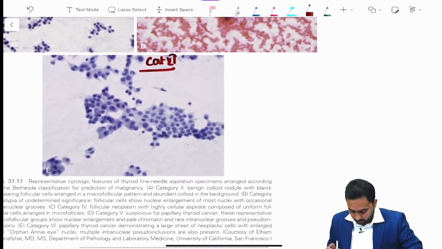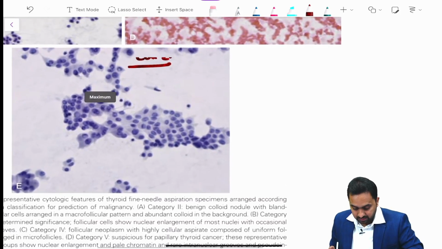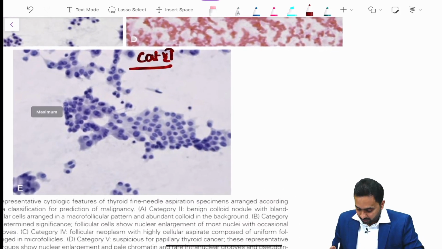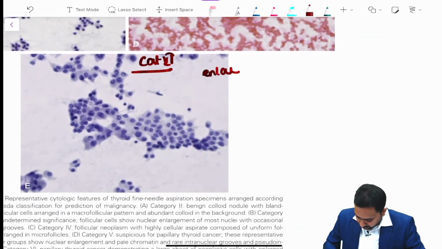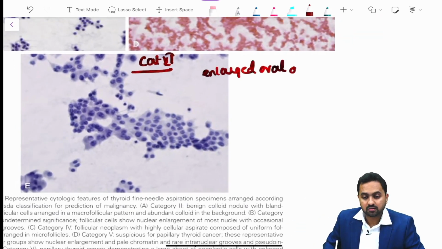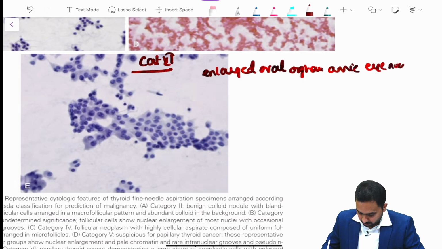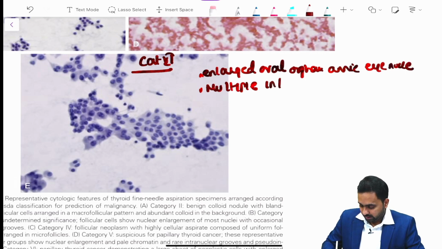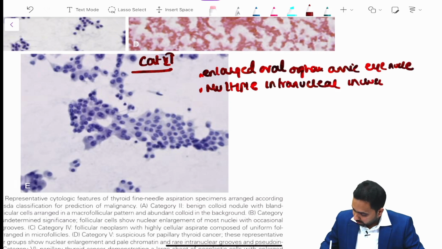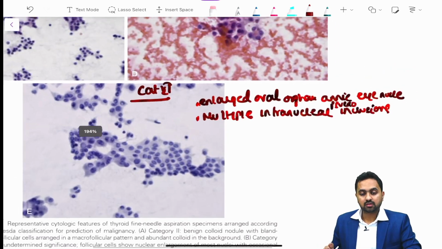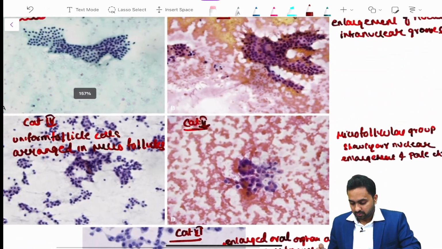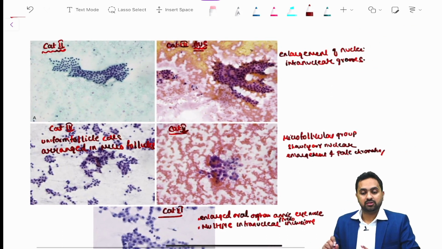So, if you see over here, you have these features of papillary thyroid carcinoma, where we have enlarged oval Orphan Annie eye nuclei, multiple intranuclear pseudo inclusions, right. So, this is your category 6. So, these were your histopathological images of the cytology.